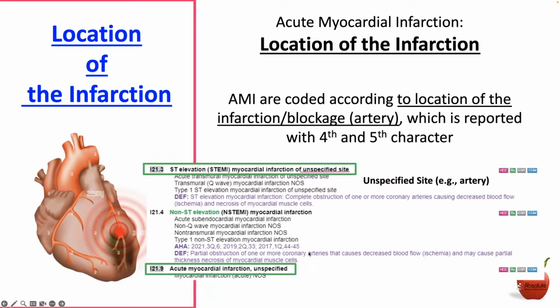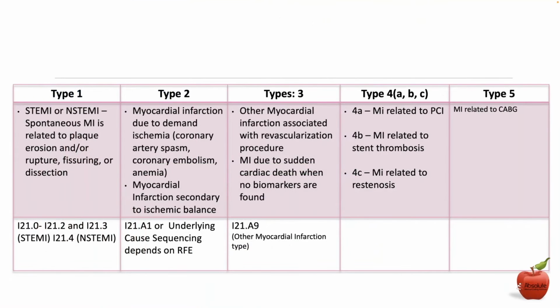All right. So I21.3 is unspecified site, I21.9 unspecified type and site. Woo. All right. So Mrs. J, what do you mean about types? How do we determine the type of infarction it is?